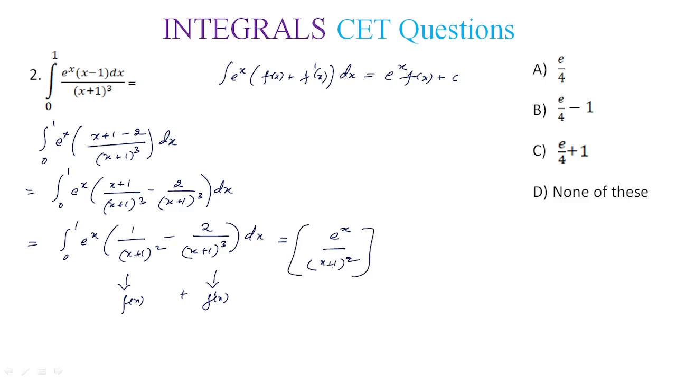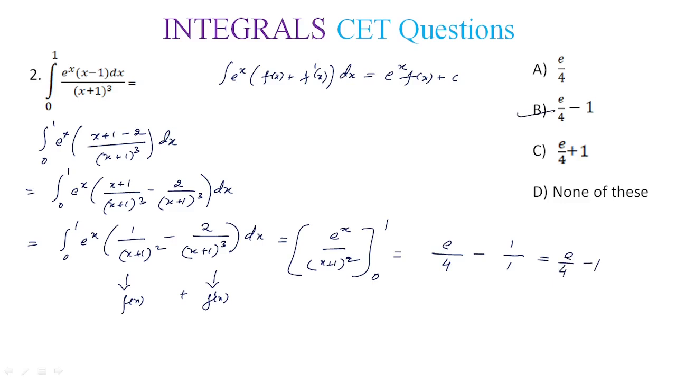Taking the lower limit and upper limit and substituting. Substituting the upper limit, e raised to 1 upon 1 plus 1 whole square, 2 square is 4, minus e raised to 0 upon the denominator 0 plus 1 square, that is 1 square, 1. The answer is what? The answer is e by 4 minus 1. We have the second option in this.